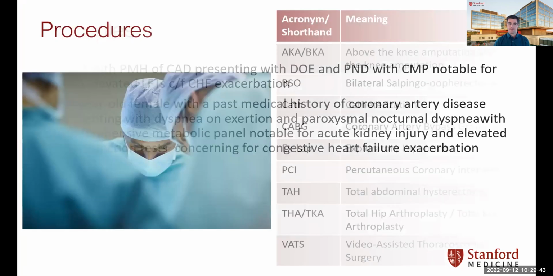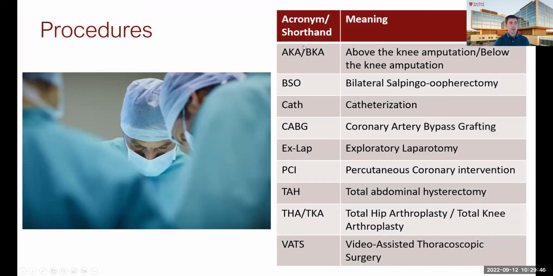And then finally, there are procedures. So AKA and BKA are above the knee and below the knee amputation. That differentiation is really important. Your functional status with a below the knee amputation is much different than with an above the knee amputation, because having that joint allows you to have a lot more articulation. And so there's a big differentiation between an AKA and a BKA. BSO is a bilateral salpingo-oophorectomy. Often that's combined with a TAH, which is total abdominal hysterectomy.